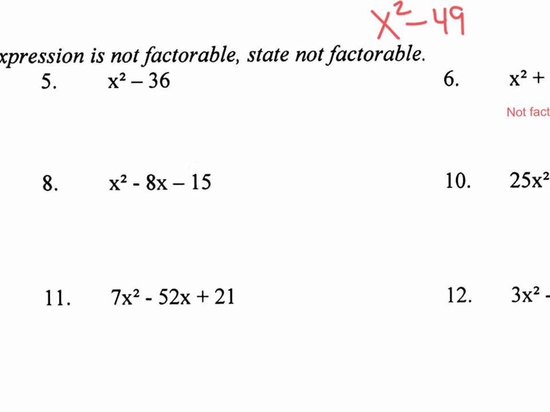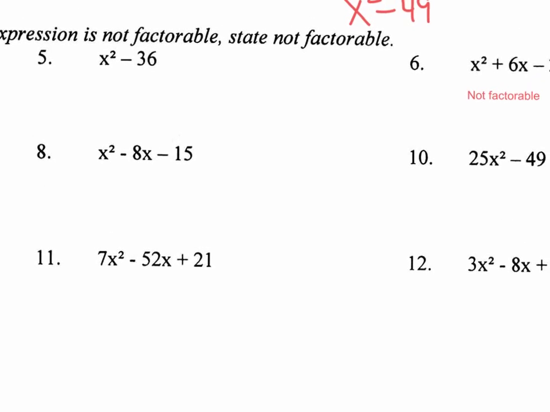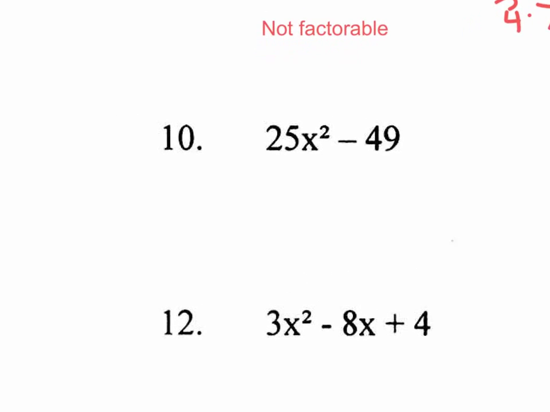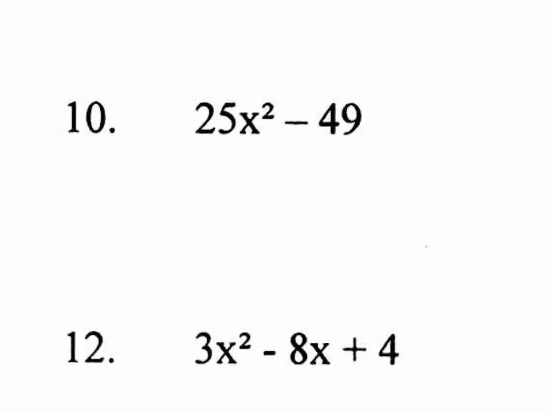So let's try a different one that is factorable. What else? Let's see. Number 10 is a good one because you have a perfect square term in the front, perfect square term in the back. So you should be able to just set up your parentheses and do the square root of 25x squared, which is 5x, and do the square root of 49, which is 7, and again repeat it, 5x and 7.